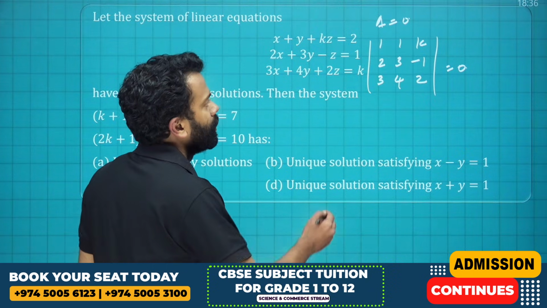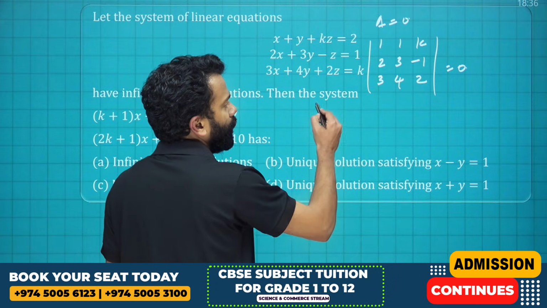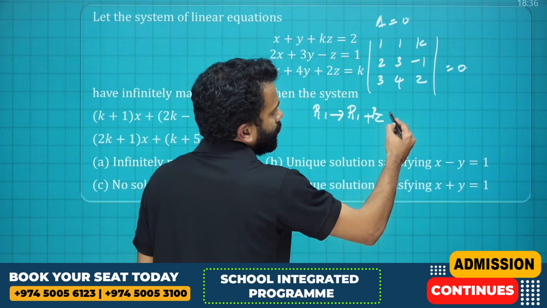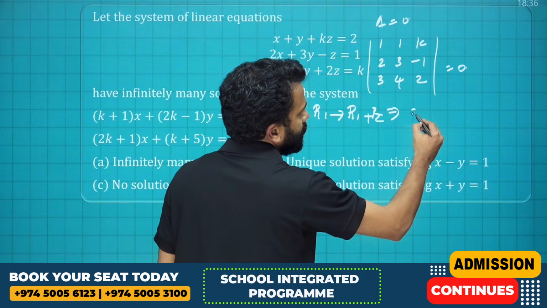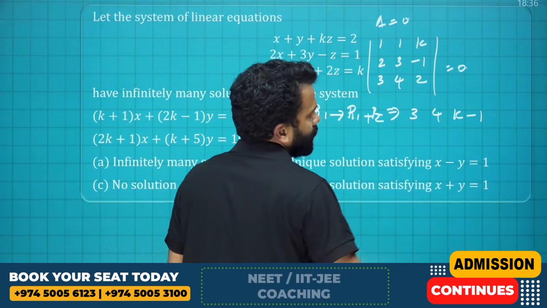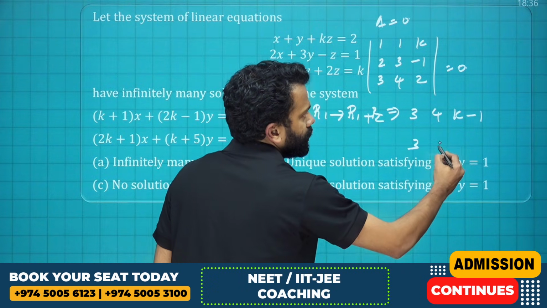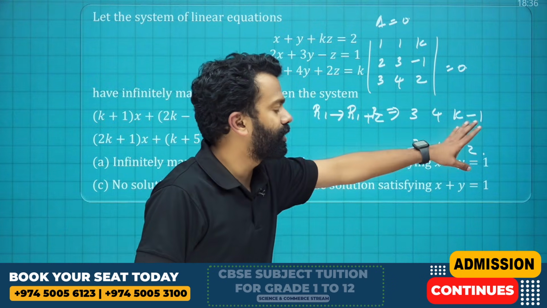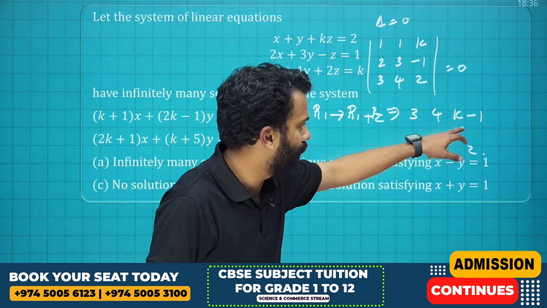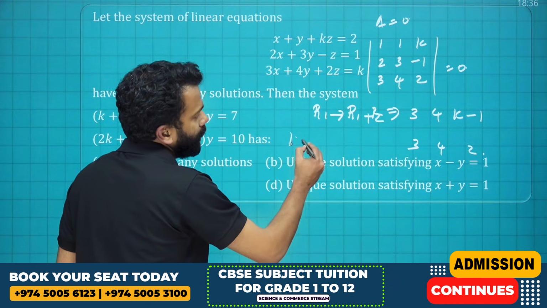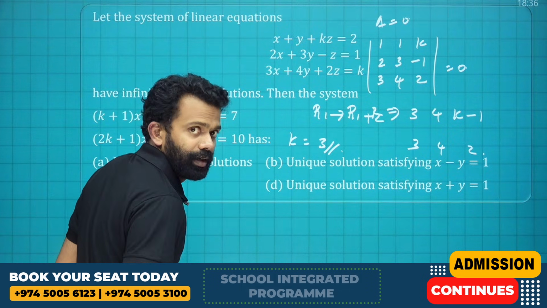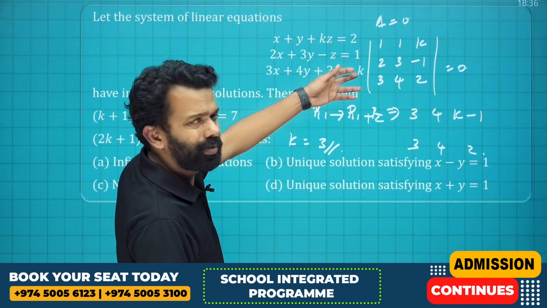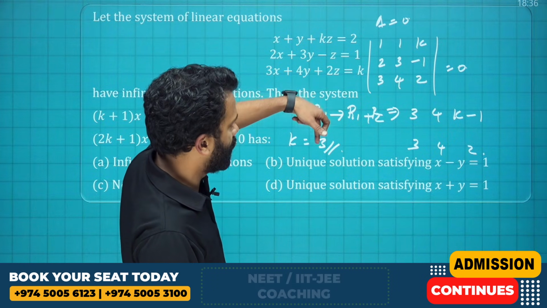2. That's it, right? If R1 changes to R1 plus R2, then the elements in the first row will be like this: 3, 4 and k minus 1. The last row is 3, 4 and 2. Both of them should be identical to get the final result equal to 0. Therefore k minus 1 is equal to 2. That is k is equal to what? 3. That is the value of k. If you substitute this also, you will get the value of k as 3. How?